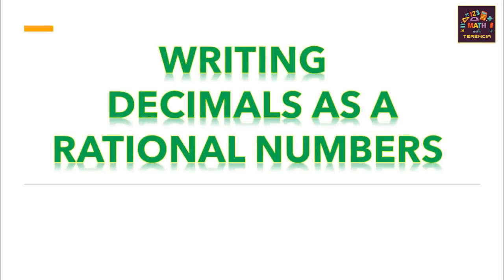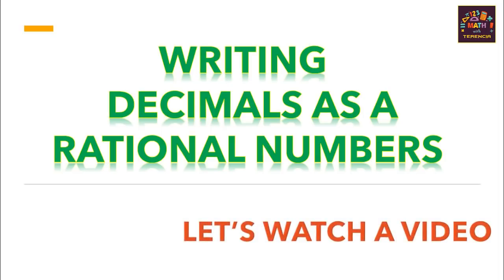So I hope you are very good at how to represent numbers on the number line. As I said, decimals are different forms of rational numbers. Now let's see how we can change a decimal into a rational number. Let's watch a video for this.